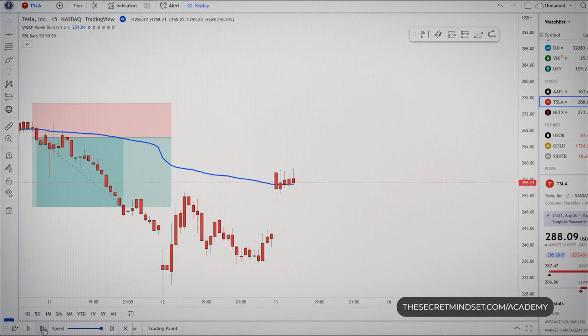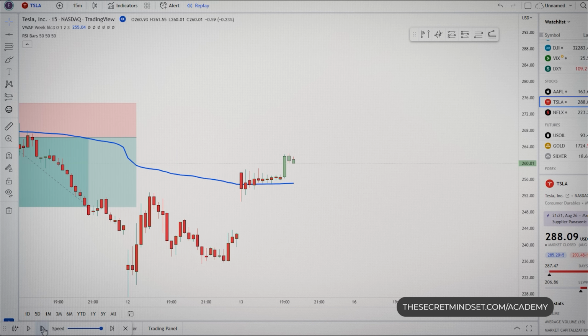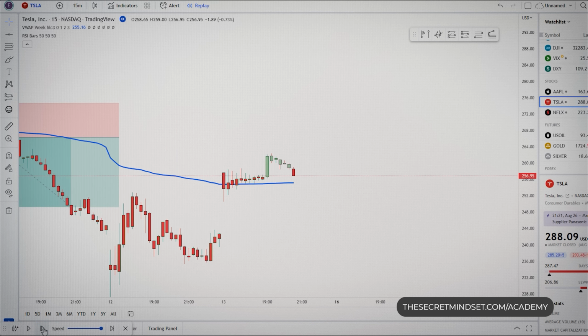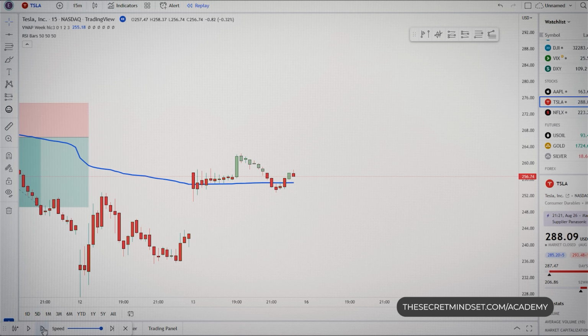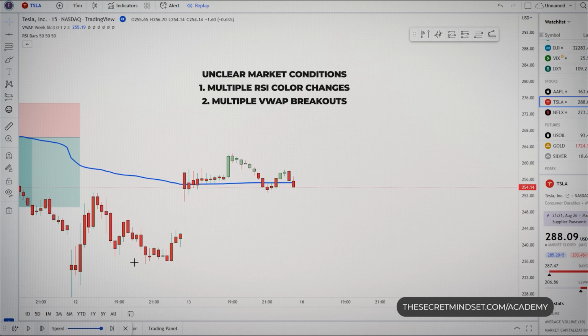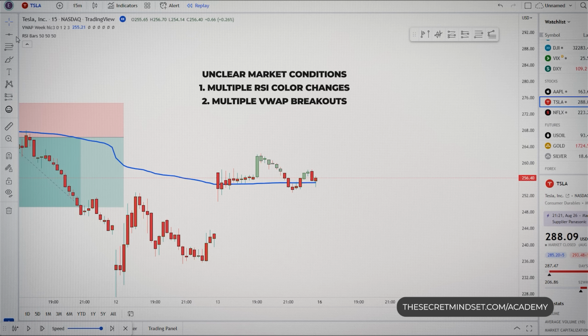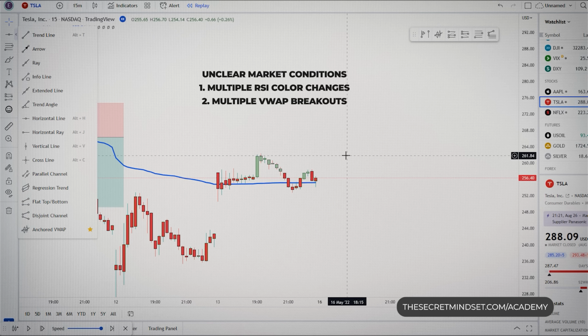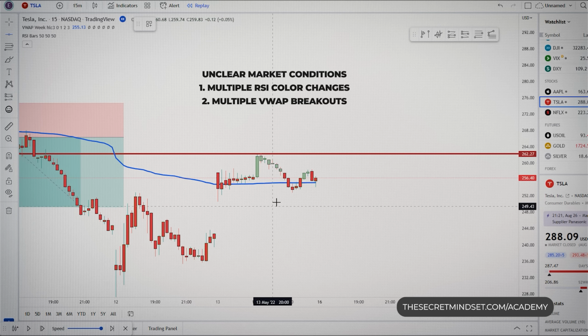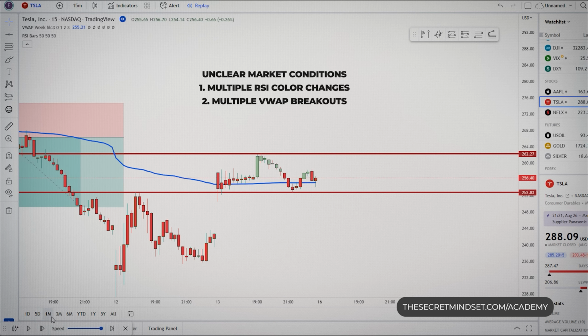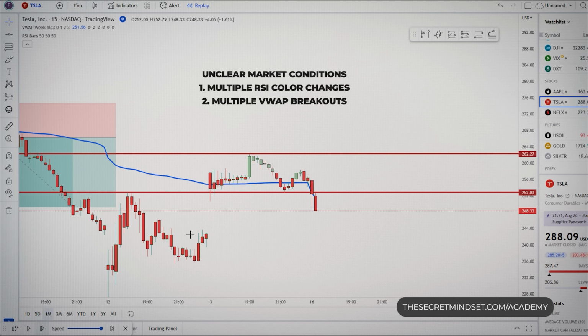We have a quite big up gap with consecutive candles breaking the VWAP line. Price is above the VWAP, but the candles are red, so this is not a good time to initiate any trade. Now we have multiple changes in RSI, so let's mark the range and trade when we see a breakout.